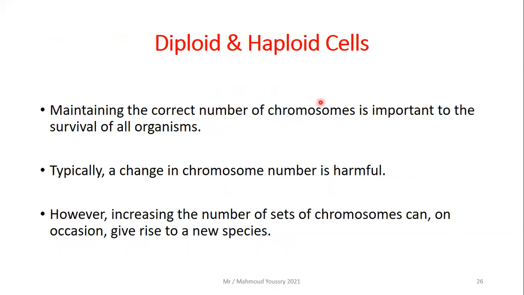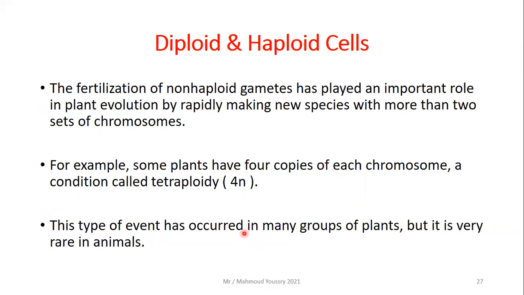Maintaining the correct number of chromosomes is important to the survival of organisms. The correct number of chromosomes must be protected for the survival of all organisms. Typically, a change in chromosome number is harmful. However, increasing the number of sets of chromosomes can, on occasion, give rise to a new species. Like what? The fertilization of non-haploid gametes, meaning diploid, has played an important role in plant evolution by rapidly making a new species with more than two sets of chromosomes.